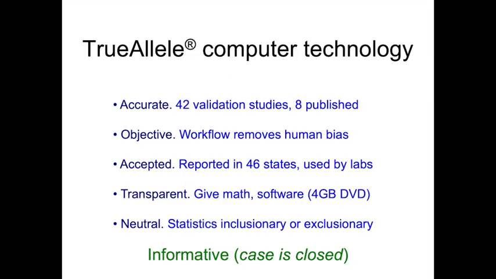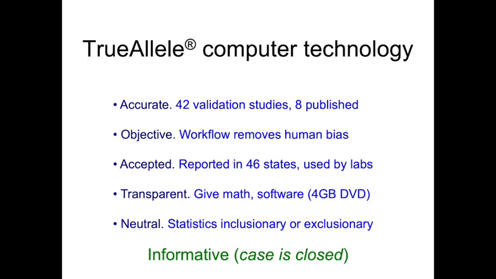TrueAllele by comparison, which I designed over 20 years ago, is designed to use all the data. It's accurate. There have been over 42 validation studies, 8 published in peer-reviewed journals. The workflow eliminates people. There is no human bias. There's no choices. All the data is used. It's been reported in 46 states out of 50 in the US. It's used by many crime labs. It's transparent. Our discovery package is 4 gigabytes. We give the papers, the rulings, the science, the methods, the patents, everything's available, and it's neutral.